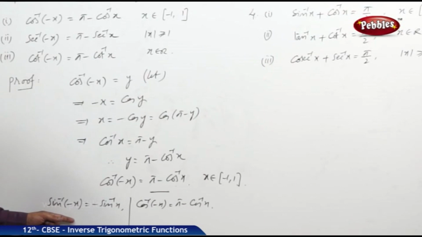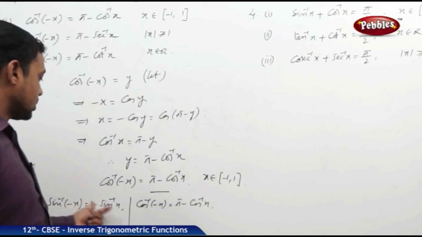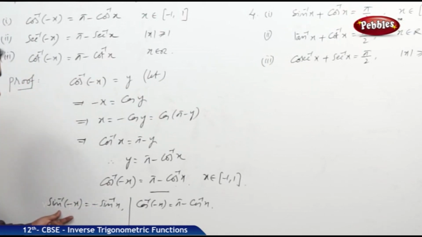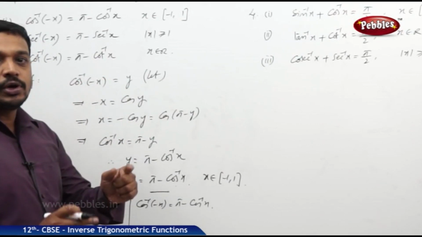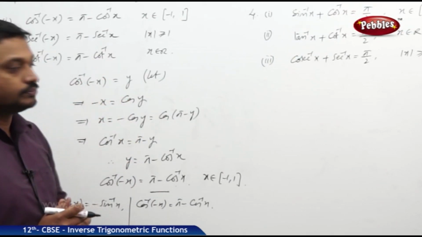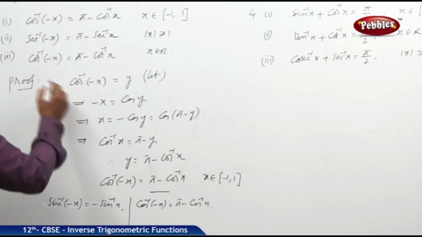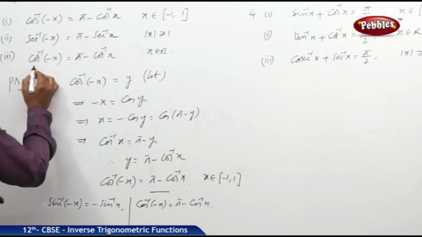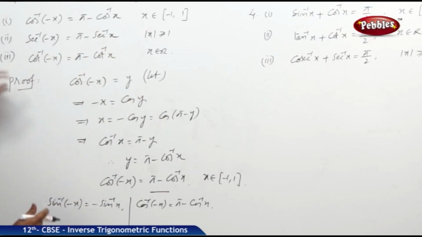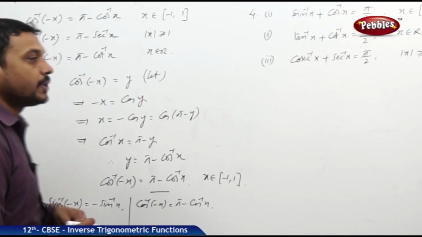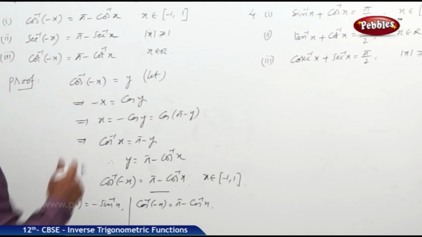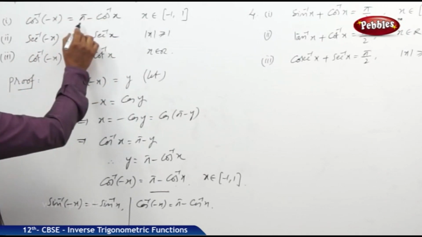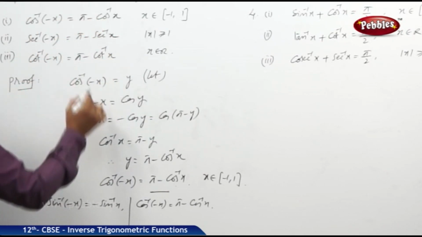Not only for this one, in case of tan inverse of minus x is equal to minus tan inverse x, cosecant inverse of minus x is equal to minus cosecant inverse x. In the three cases, the principal domains are defined from minus pi by 2 to pi by 2. But whereas in this property, cos inverse, secant inverse and cot inverse are equal to pi minus something, since cos inverse, secant inverse and cot inverse have principal values from 0 to pi, so that we get the properties like pi minus cos inverse x, pi minus secant inverse x, pi minus cot inverse x form.